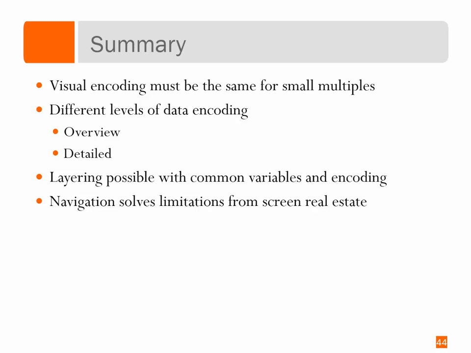Visual encoding has to be the same in order to do a small multiple. So if I want to make comparisons of these small views, I have to do all plotted points, or I have to do all bar charts. I have to use the exact same visual encoding, or the small multiple technique will not work. We have different levels of encoding. So I may wish to encode the same sort of bar charts for both the overview and detail, or I may want to have multiform data encoding where the overview is a bar chart, but the detail is plotted points.